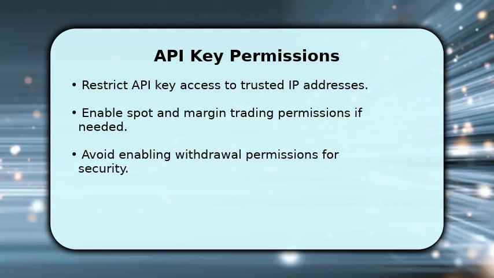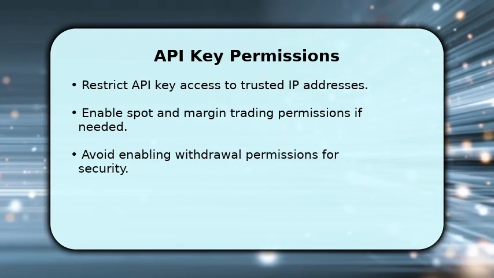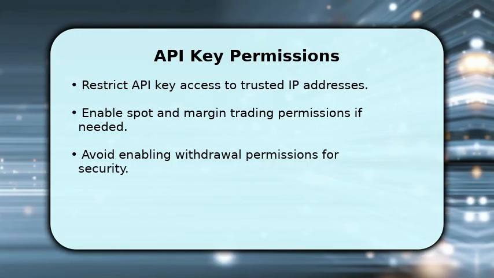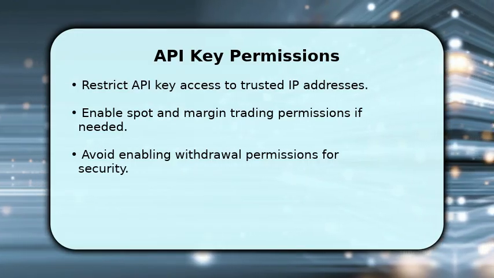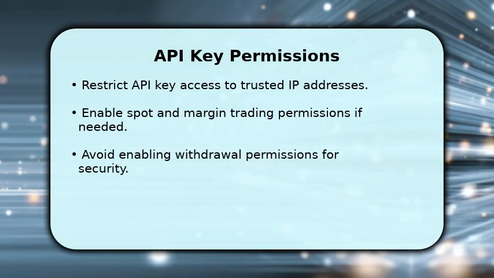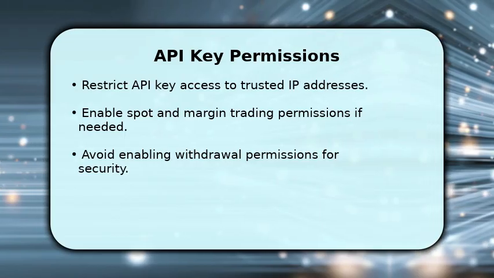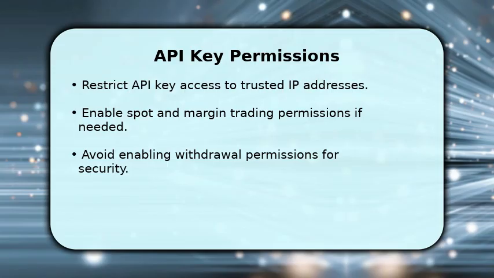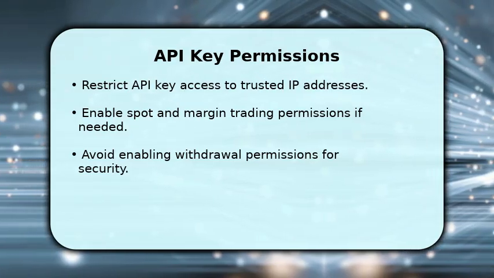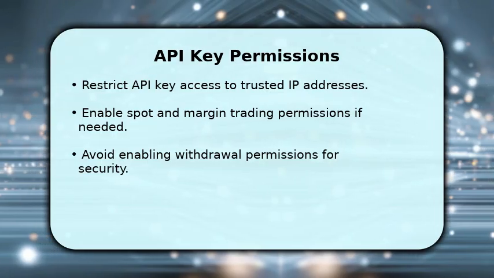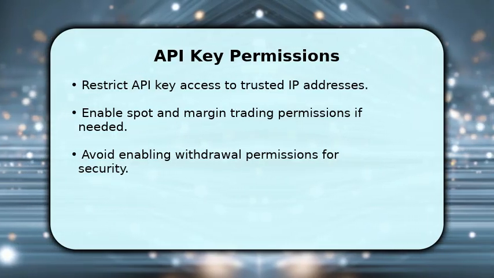Once your API key is generated, carefully configure its permissions. For enhanced security, restrict access to specific, trusted IP addresses. If you plan to trade, enable spot and margin trading permissions. However, it is strongly recommended to never enable withdrawal permissions for any automated API key. Always review and confirm your selections to ensure they align with your intended use and security protocols, preventing potential vulnerabilities.